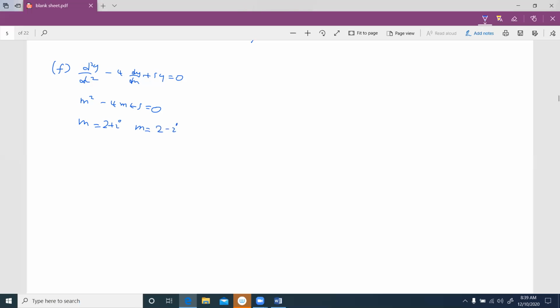Straightforward, I can write the answer in this format. Then you can write y equals, the real part is 2, so you can write e to the power 2x. Here the coefficient is 1, therefore it's not addition, it's multiplication: cos 1x plus i sin 1x. So you can write the answer for f in that format.